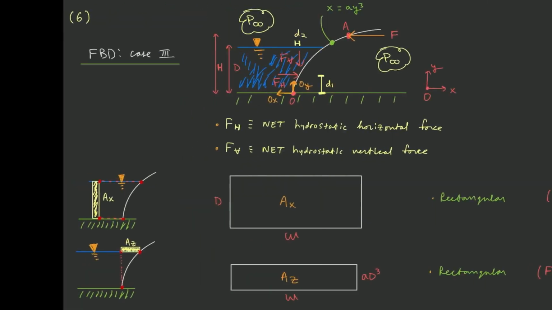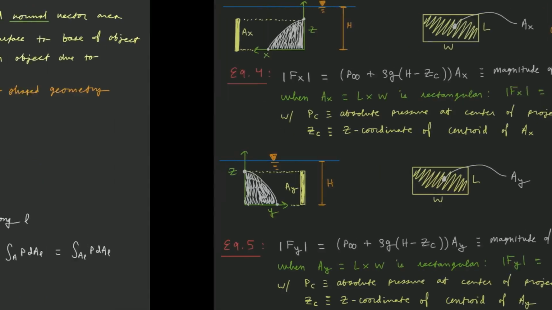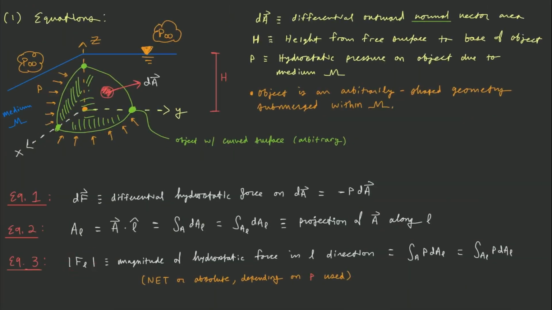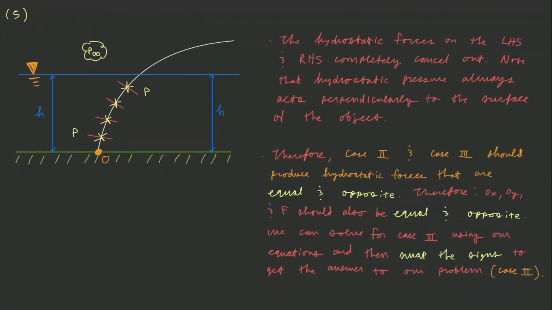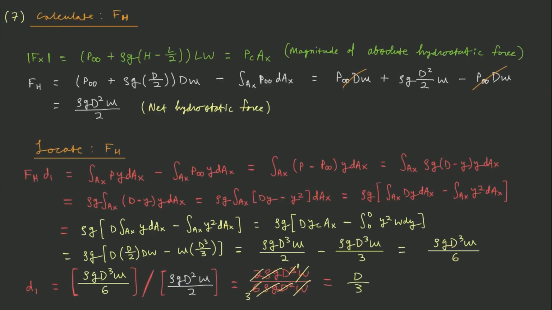of the gate? Well, if we go back to one of the first slides here, we can see that in general, the magnitude of a hydrostatic force in the L direction is equal to the integral over A_L of P dA_L. In this case, since the atmosphere is constant at P infinity, and we want to find the force of the atmosphere on that projected area in X, then we integrate over A_X, P infinity with respect to dA_x. So we have the integral of P infinity dA_x over A_X. Since P infinity is constant, we can pull that out, and then we just have the integral of dA_x over A_X, and that is equal to A_X. So this is equal to P infinity A_X.